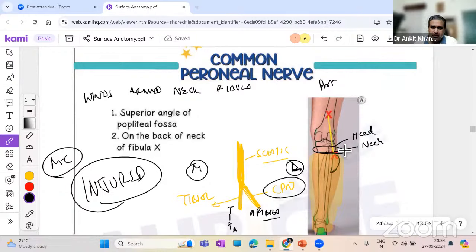Now, if you know the importance of this nerve, then you will be interested to know where exactly it lies. Superior angle of popliteal fossa. Actually, the popliteal fossa is a diamond shaped space, superior angle, and then on the back of the neck of fibula over here, as I told you, because it is winding, going from posterior to anterior, the common peroneal nerve. Now, you will learn later in anatomy what happens when this common peroneal nerve is damaged. That is a different thing. How will you check the symptoms, signs, and all?